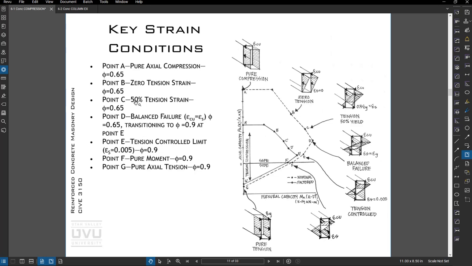You can see the phi factors are pretty much 0.65 all the way to point D, then they transition to 0.9 here. So this is that transition area we looked at in the fundamentals discussion.